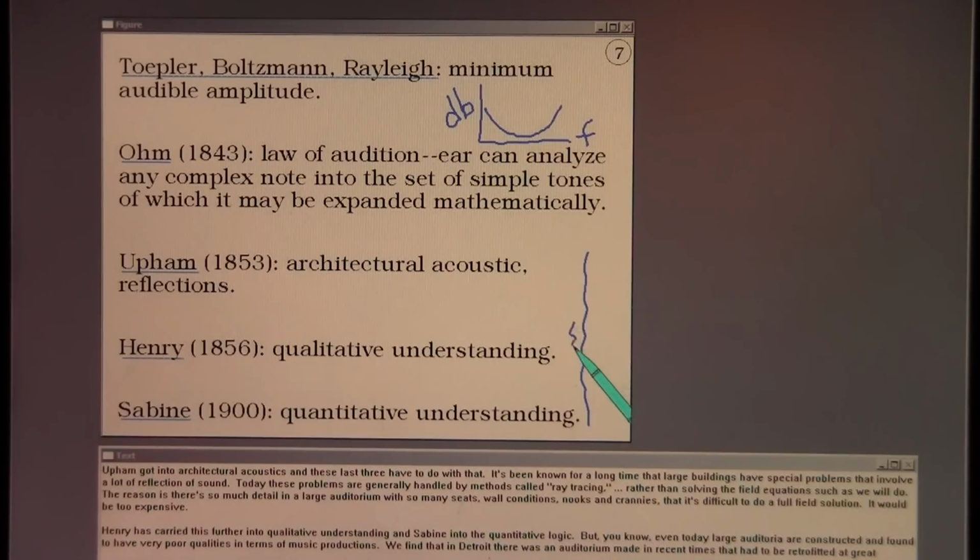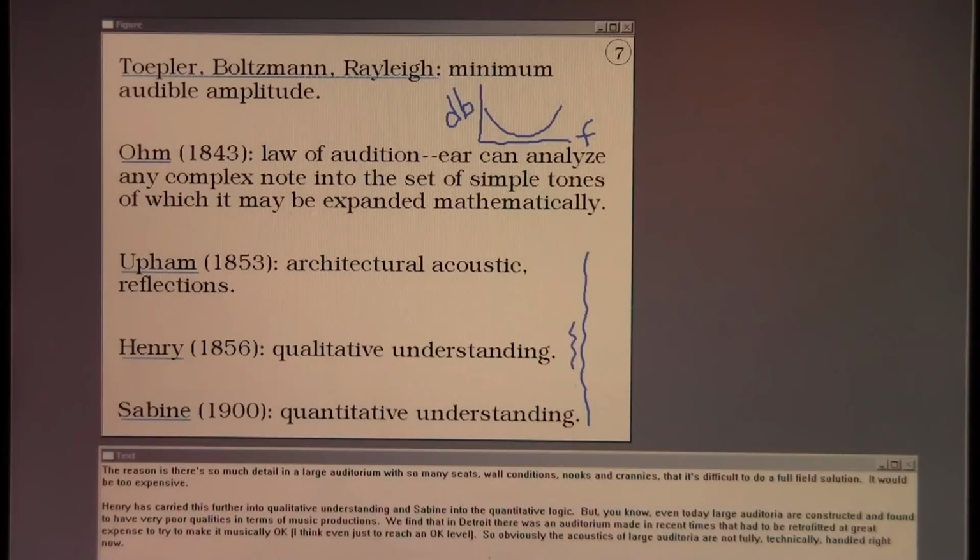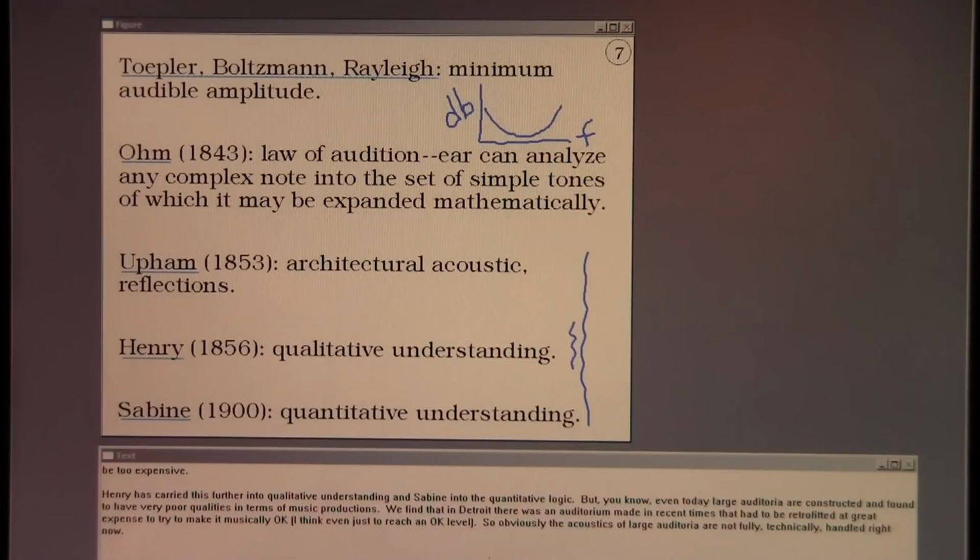Henry has carried this further into qualitative understanding, and Sabine into the quantitative logic. But even today, large auditoria are constructed and found to have very poor qualities in terms of music production. We find that in Detroit there was an auditorium made in recent times that had to be retrofitted at great expense to try to make it musically okay. I think even just to reach an okay level. So obviously the acoustics of large auditoria are not fully technically handled right now.